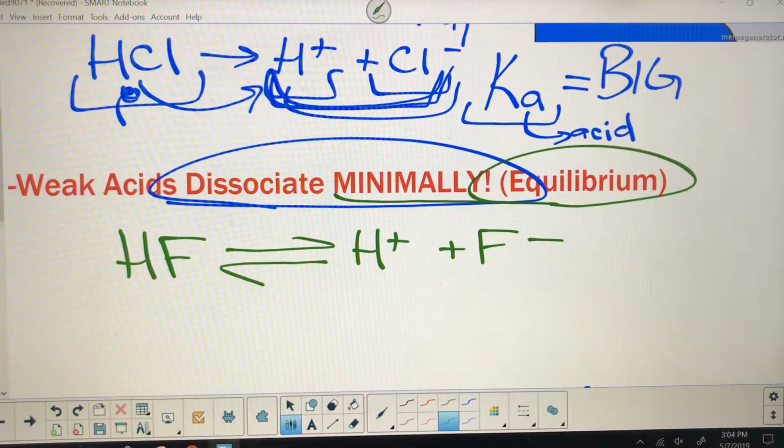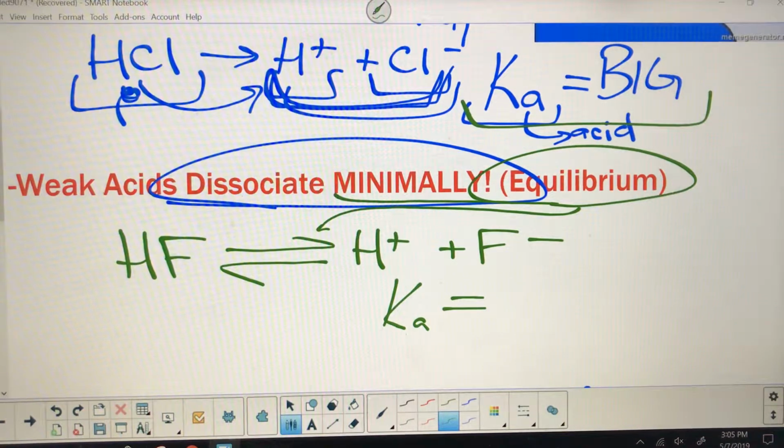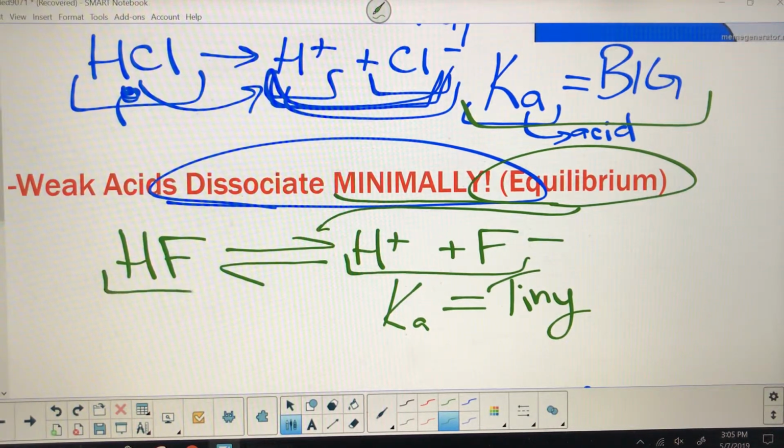Note, we're in equilibrium, so we have those little arrows. Since only a little bit breaks up, the K value for this would be the opposite of the strong acid. The strong acid was gigantic. The Ka of weak acids are going to be tiny because it's basically flipped around. We have minimal products and a lot of reactants. So any fraction where your numerator is tiny and your denominator is big, you're going to have a tiny number.